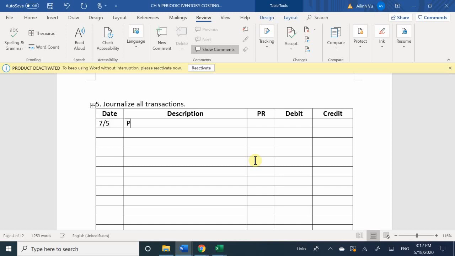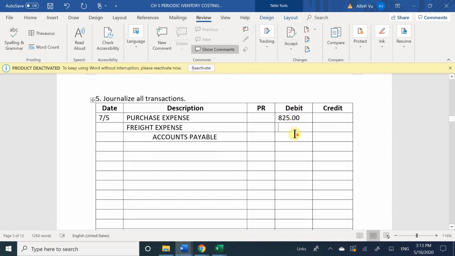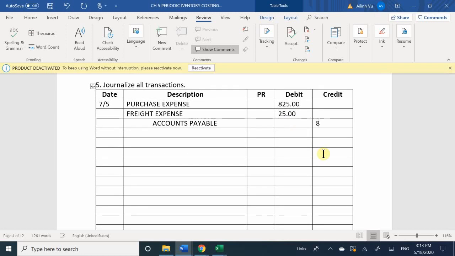So what accounts are we going to be using? Purchase expense. Mm-hmm. And freight expense. Yes. Accounts payable. Okay, good. All right. So if we bought 500 units at $1.65, how much is that going to give us? $825. Yes. And then the freight was $25. So we got a grand total of $850.